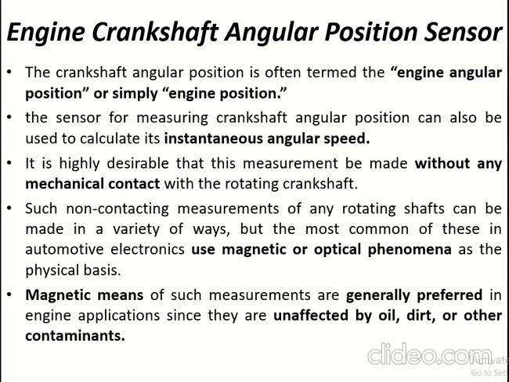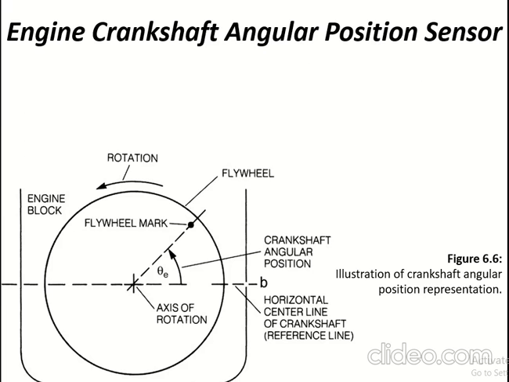Magnetic means of such measurements are generally preferred in engine applications since they are unaffected by oil, dirt or other contaminants. Inside the vehicle chassis, you will see that there are many components near the engine block, and they are affected by oil, dirt and other contaminants. So when we install a sensor, we need to take care that it works on a technology that remains unaffected by those contaminants. That's why we generally prefer the magnetic means in the case of the engine application.